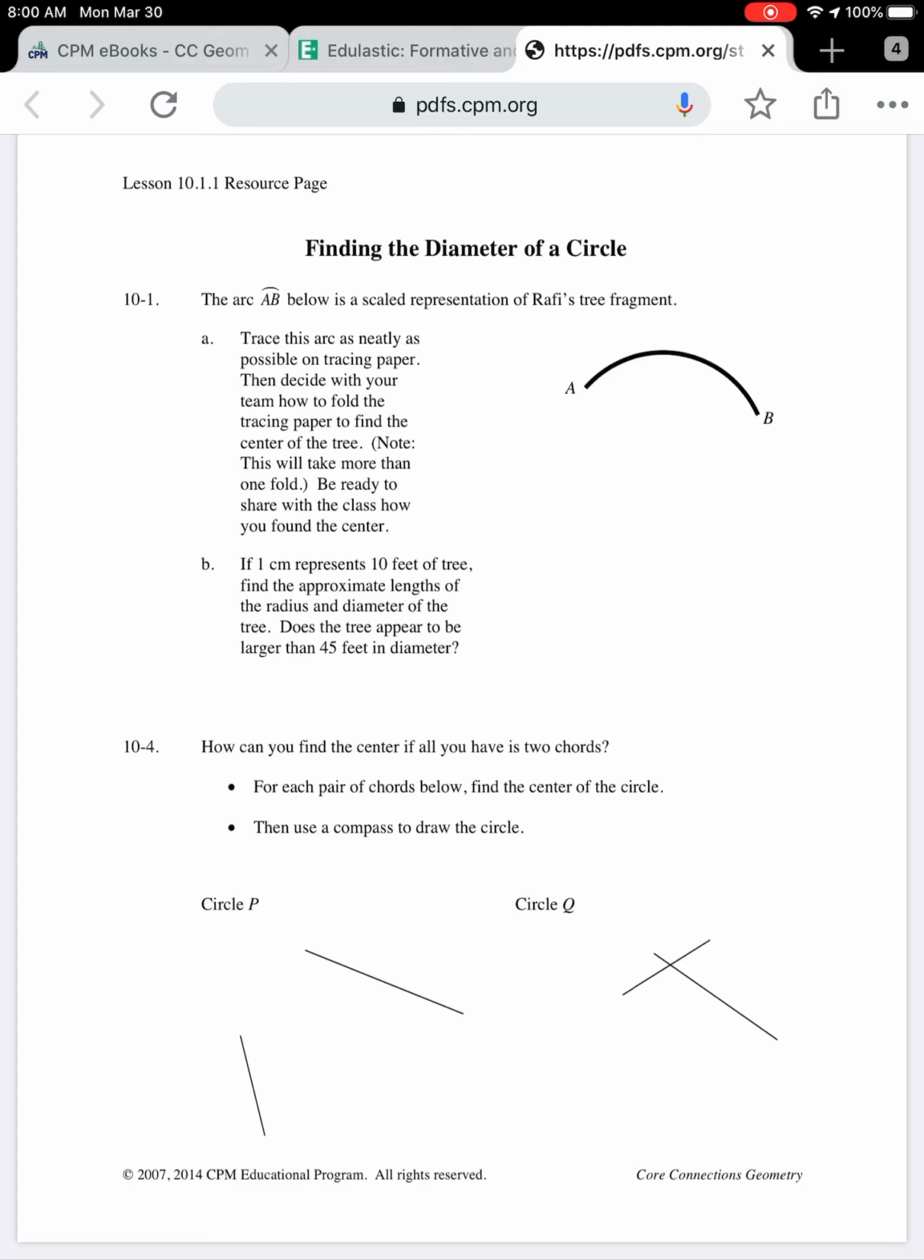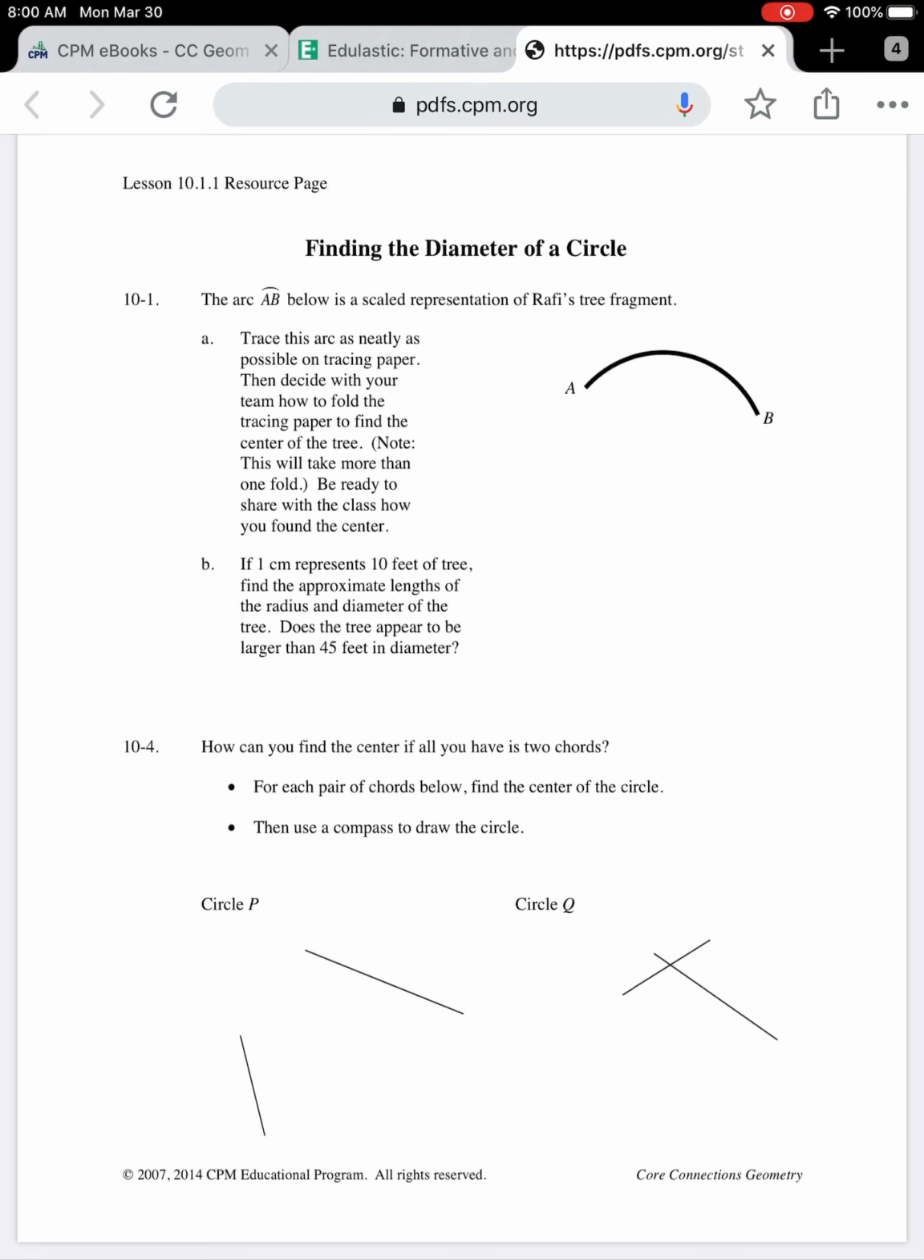Those folds would create the perpendicular bisectors that you know pass through the center of the circle. So you could then identify the center where those two new creases intersect. And once you've done that, you could take your compass, put the point at the center, and then place your pencil at the end of one of those arcs, or one of those chords, and draw a circle that would be accurate there.